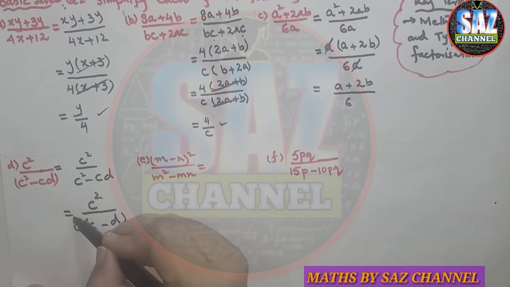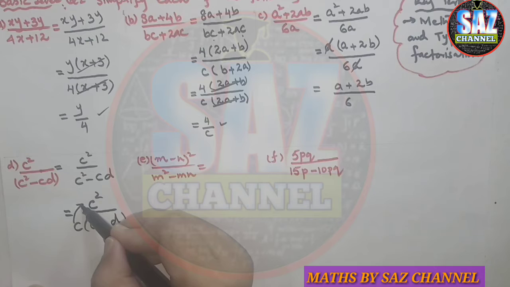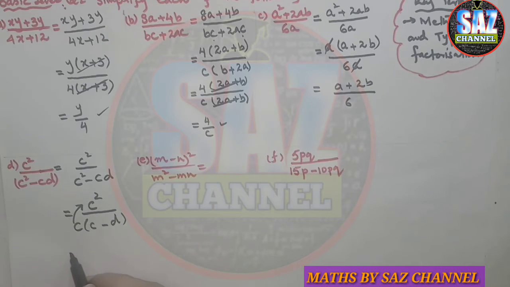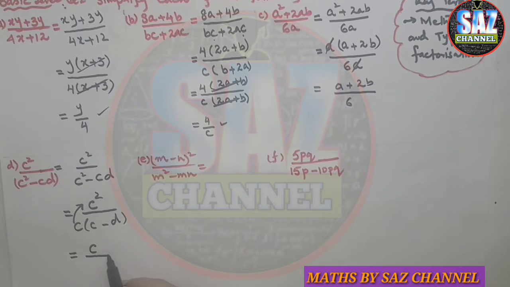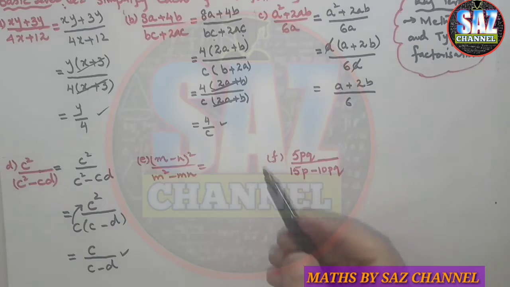Now I can apply the quotient law of indices with the same base. So what I will be doing, I will be writing the base once, and I have to subtract the index according to the division law or quotient law of indices with the same base, and I will have c to the power 2 minus 1, which is equal to c only, upon c minus d. Coming to the next question.